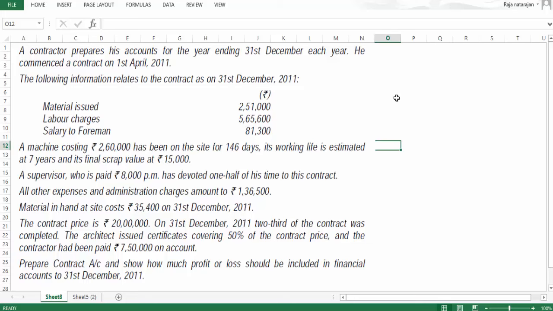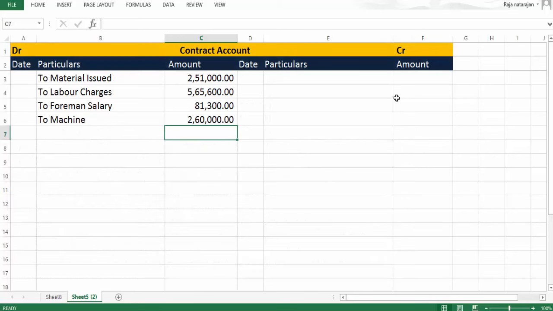One question that will come to your mind is, this machine is not fully used because it is on site only for 146 days, whereas the useful life is 7 years. So how can we debit the entire value? For that, we will credit this contract account after providing for depreciation on the machine for that many days. That will help us charge the exact amount of machine that got consumed in this project.